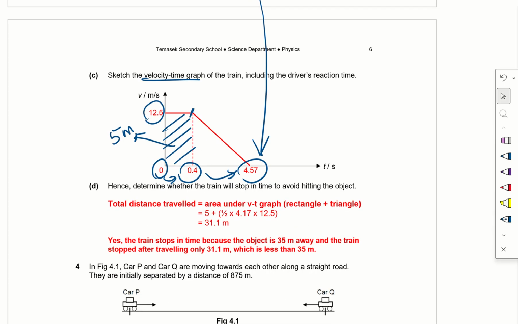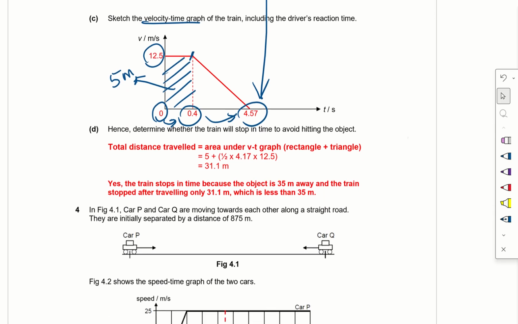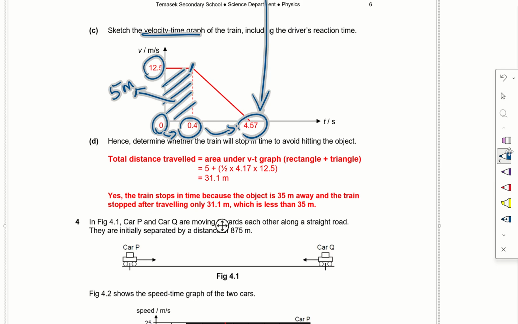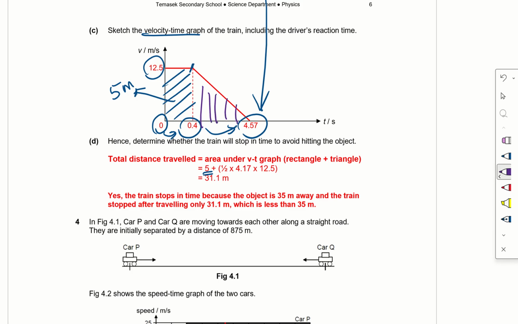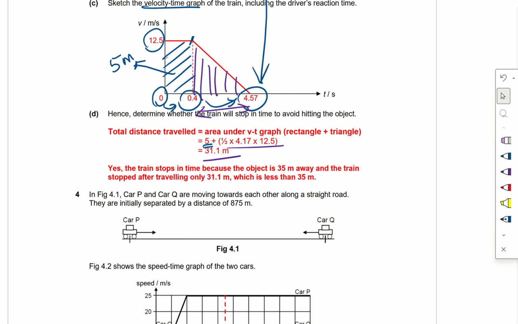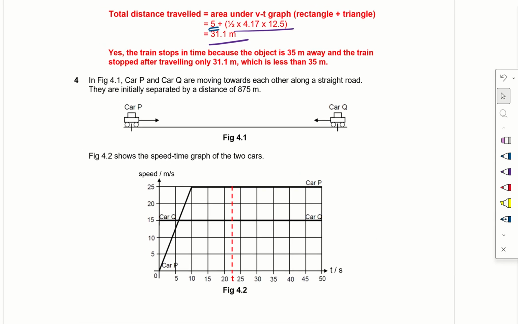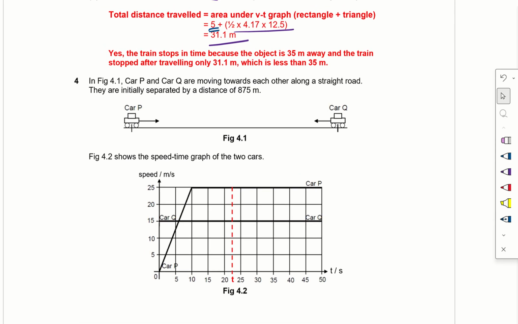Okay, so hence determine whether the train will stop in time to avoid hitting the object. So we have this area, which is 5. We also need this area of the braking distance. So it will be half times 4.17, because the base is actually 4.57 minus 0.4, multiplied by the speed, which is the height of the triangle. So you get 31.1, and then you decide whether it will brake in time. Okay, now we go to question 4.